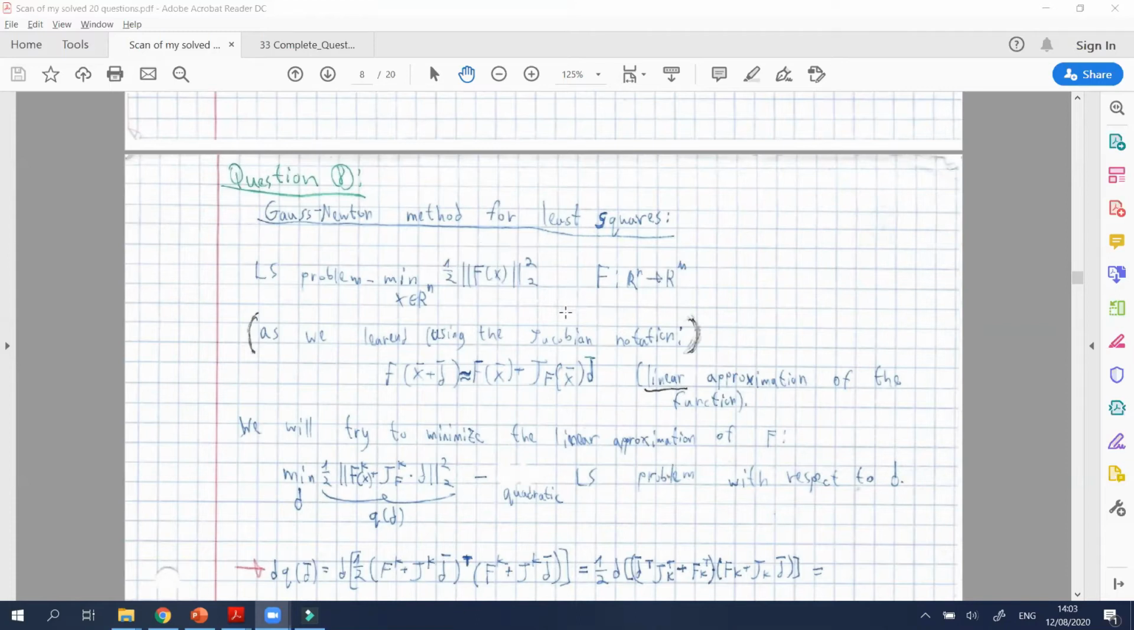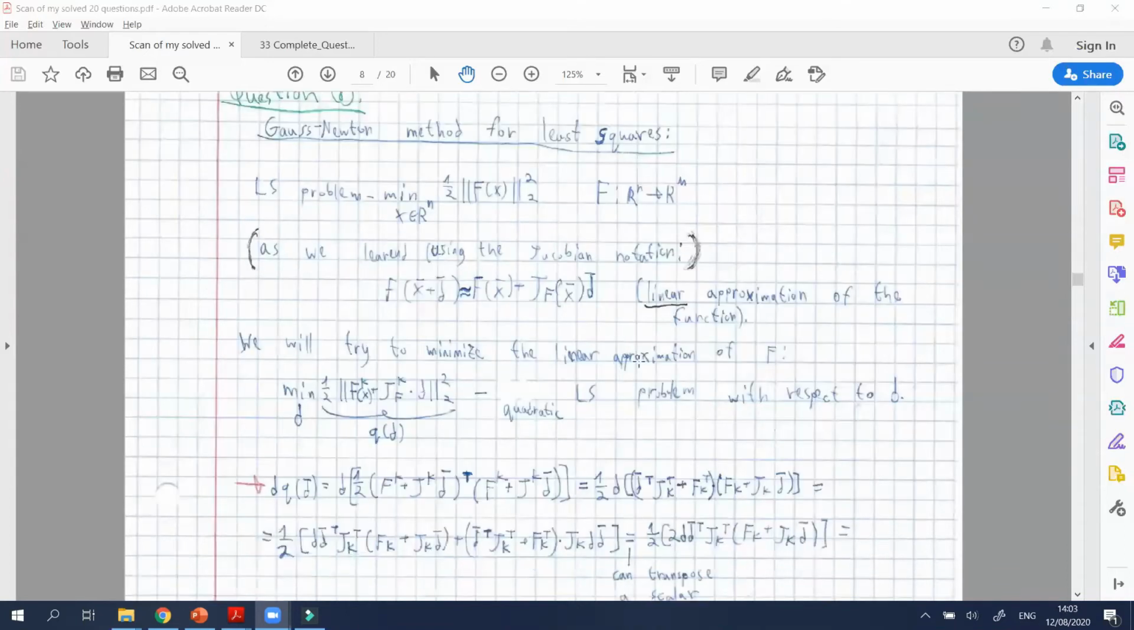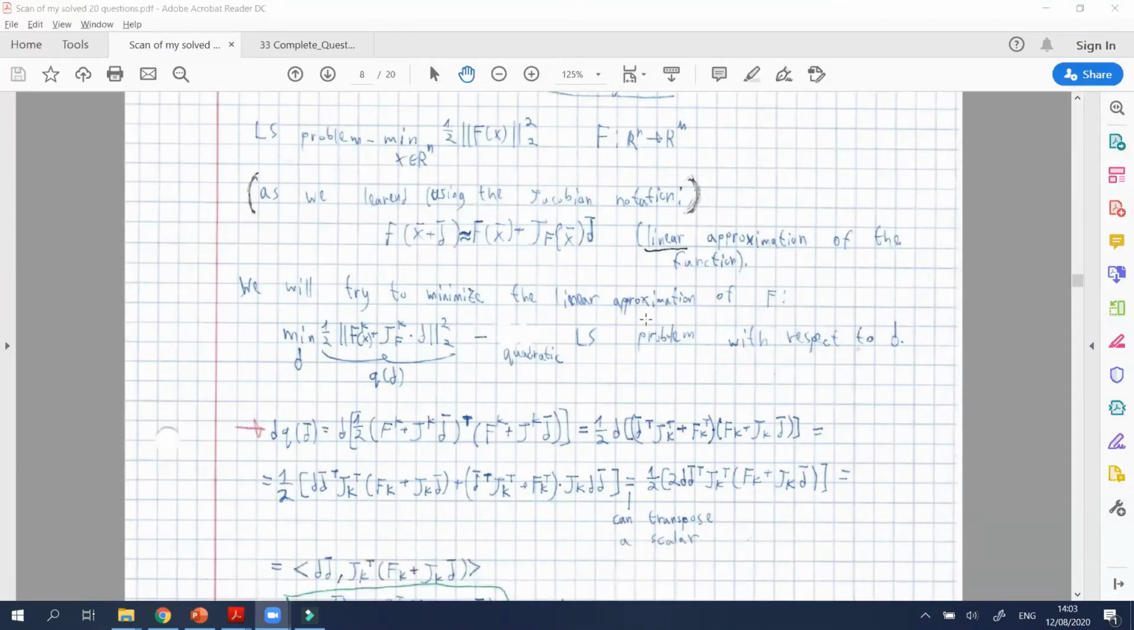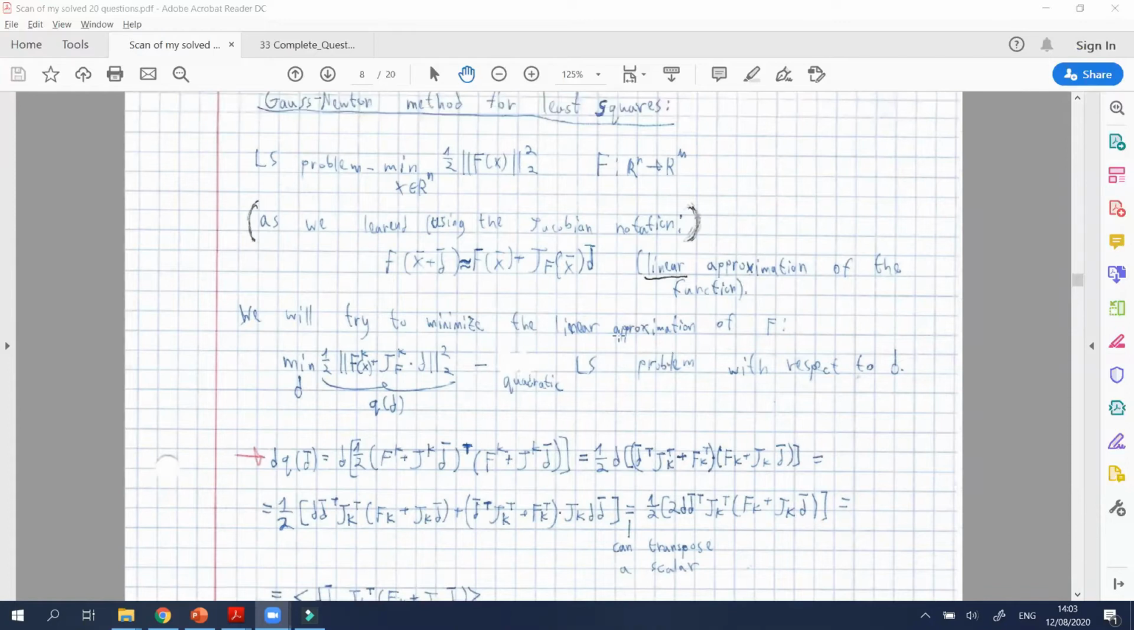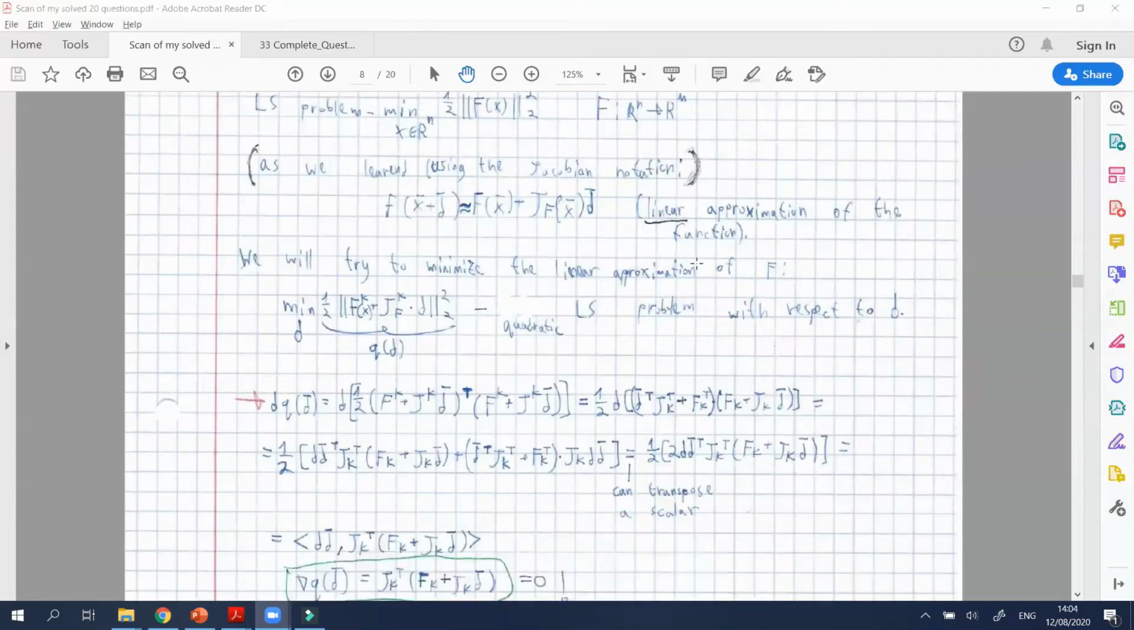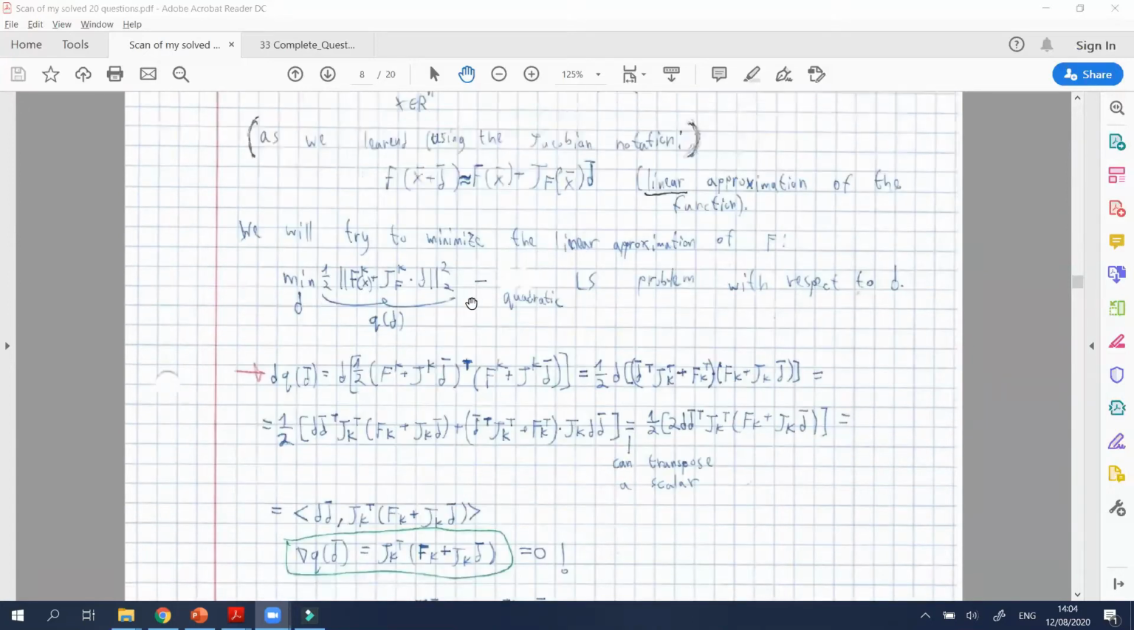And by using the Jacobian notation, we get that f of x plus d is approximately f at the point of x, plus the Jacobian at the point of x, times d. It's the linear approximation of the function. Obviously, we see two terms. We know the Taylor expansion. So we'll try to minimize the linear approximation of f, which is actually the main idea behind the Gauss-Newton method for LS. So we try to minimize it with respect to d.